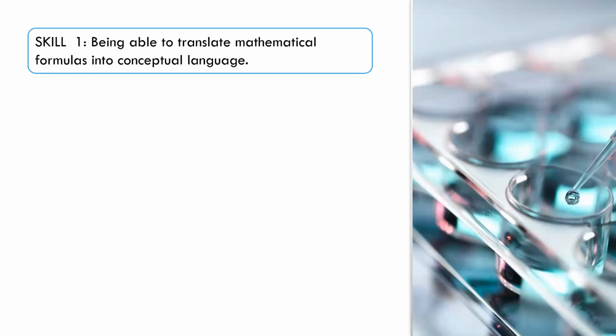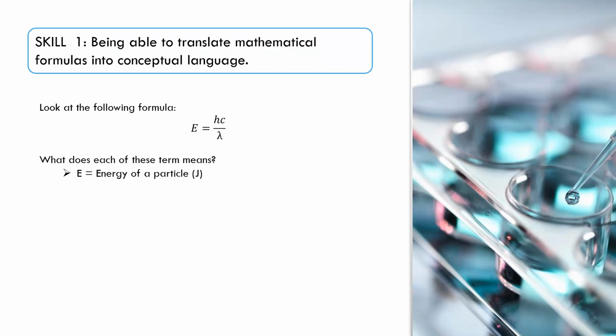The first one is being able to translate mathematical formulas into conceptual language. We are going to start out with a formula that a lot of y'all may have seen if y'all have taken the first few weeks of Gen Chem, and that is E equals hc over lambda. Now, the first step in understanding any formula is to know what each of the terms mean. If you want to test yourself, you can pause the video and write them down or keep them in memory. But I'm going to go ahead and name them out for you. So what does each of these terms mean?